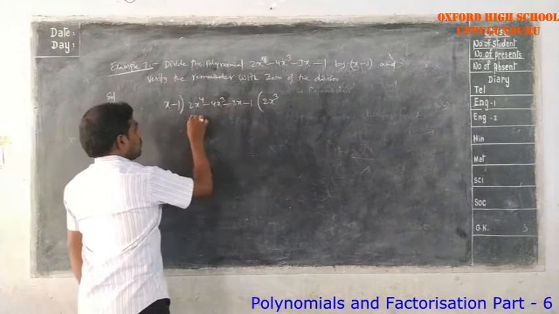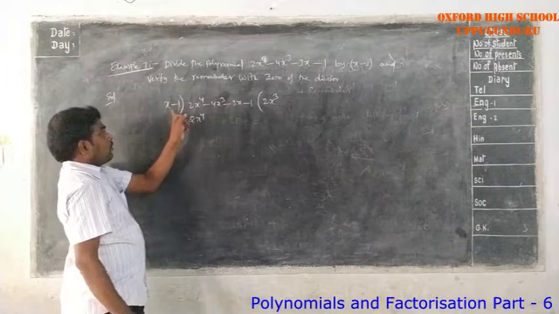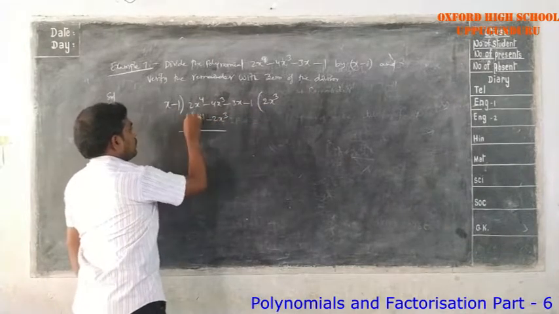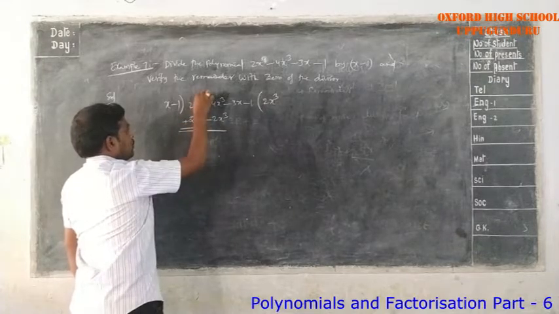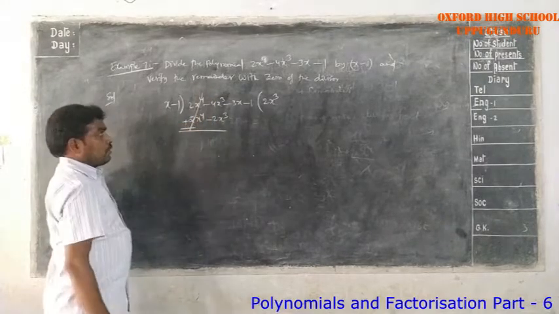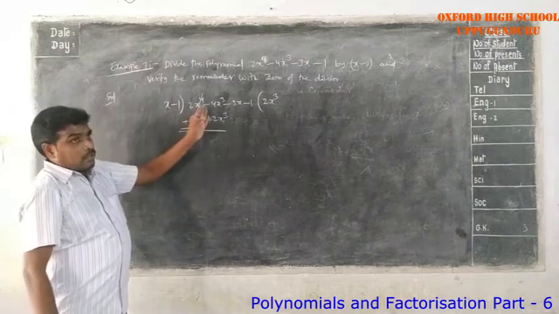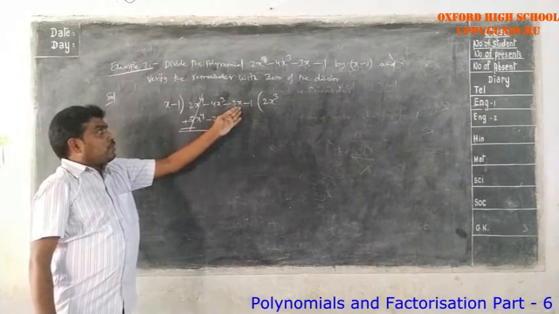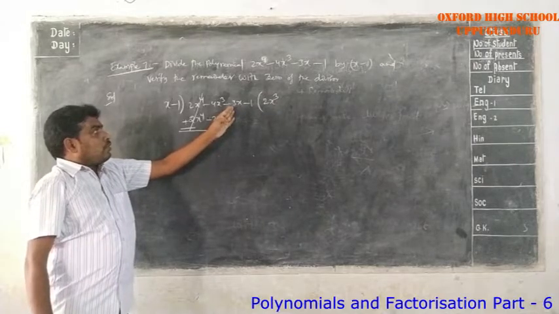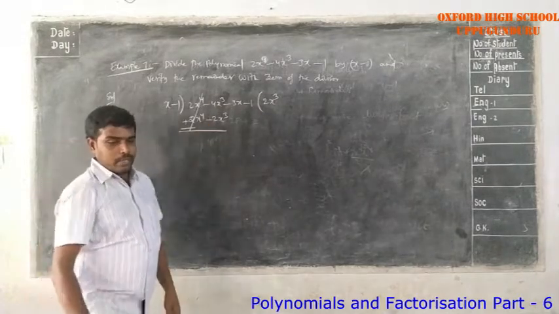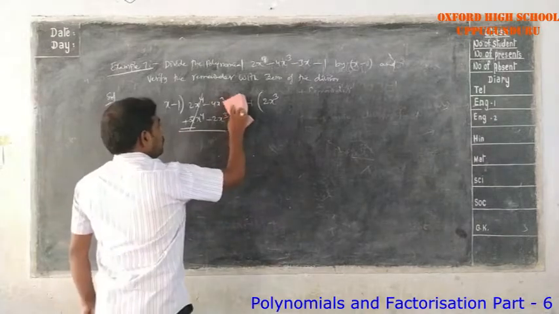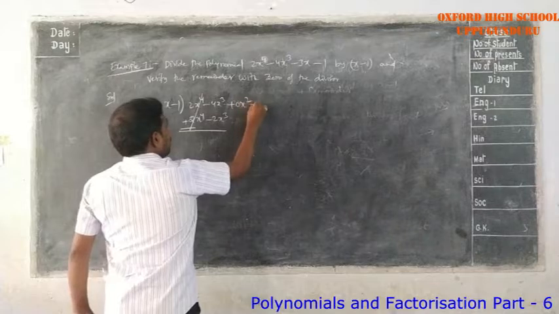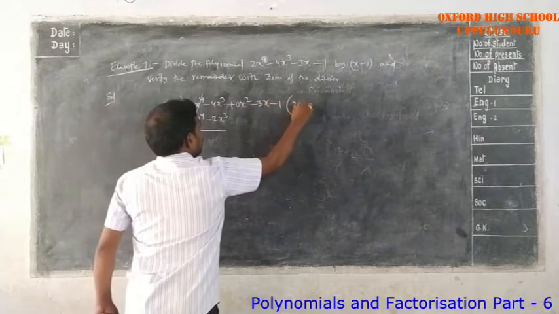x into 2x^3 is 2x^4, minus 1 into 2x^3 is minus 2x^3. Here plus becomes minus. These two get cancelled. When you observe here, you have the x^4 term, the x^3 term, but the x^2 term is not there. So instead, you can simply replace it with 0x^2 here: plus 0x^2 minus 3x minus 1.